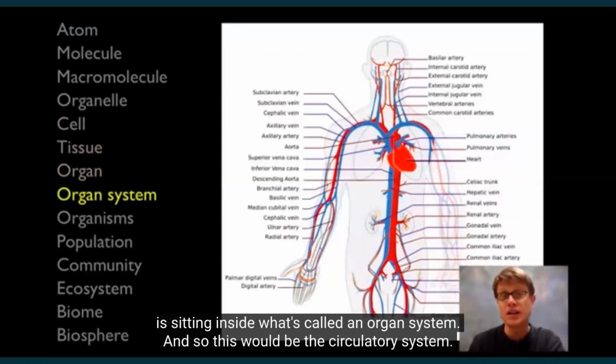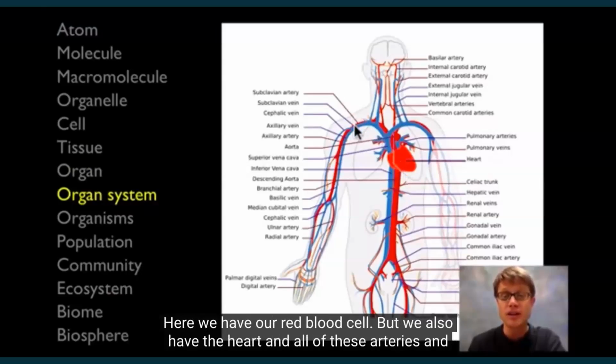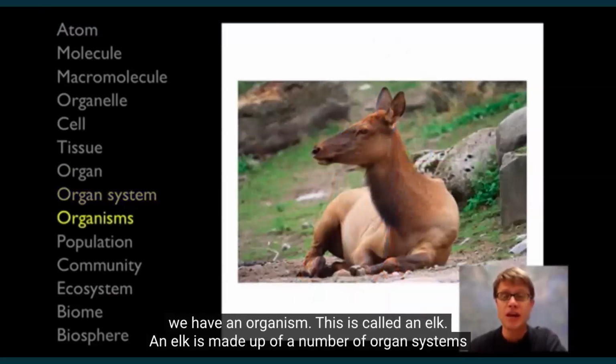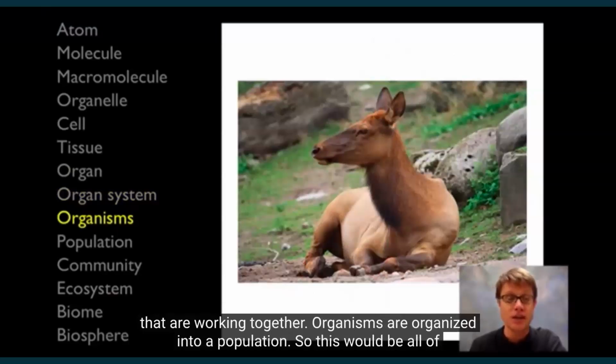That heart is sitting inside what's called an organ system. And so this would be the circulatory system. Here we have our red blood cell, but we also have the heart and all of these arteries and veins, and they're working together to move that red blood cell around your body. Next, we have an organism. This is called an elk. An elk is made up of a number of organ systems that are working together.